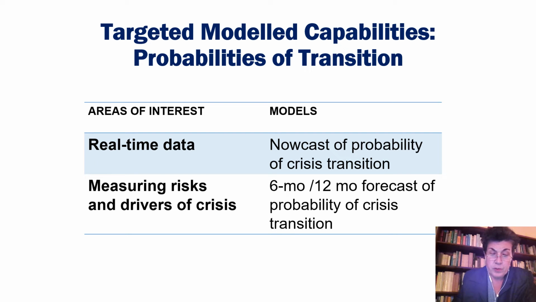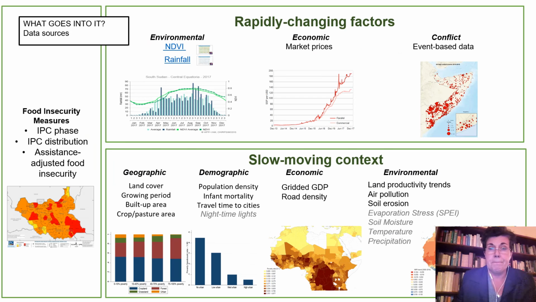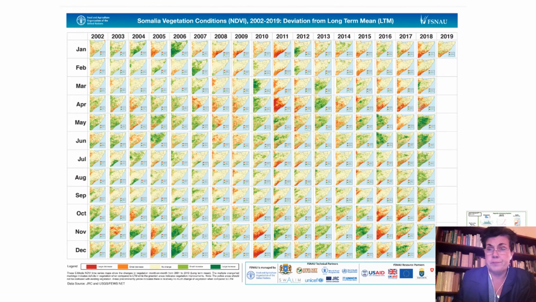The second thing we did was to decide the modeling capabilities we wanted to develop. The scope of work covered both real-time data and probability of transition from non-crisis to crisis state. What goes into it? We looked at rapidly changing factors such as NDVI, rainfall, market prices, and conflict, and slow-moving context variables.